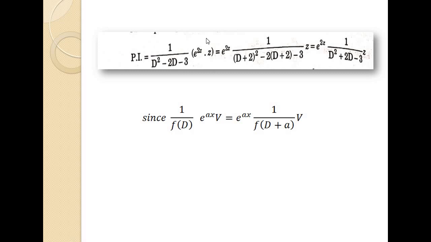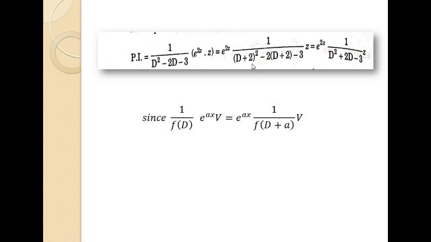And if you observe it carefully, it comes under case 4. This particular integral can be evaluated by using case 4. What is case 4? 1 by f of D operated on e power ax into v, where v is any function of x, is e power ax into 1 by f of (D plus a) operated on v. So if you observe this carefully, it is of the form e power 2z into z. So instead of x, we are having z here, because D is d by dz. Therefore, it takes the form of case 4, which is equal to e power 2z into 1 by f of (D plus 2) operated on this z.